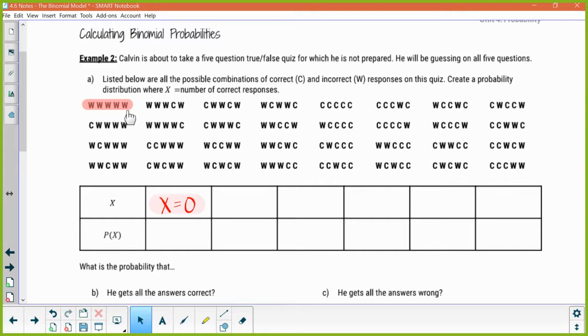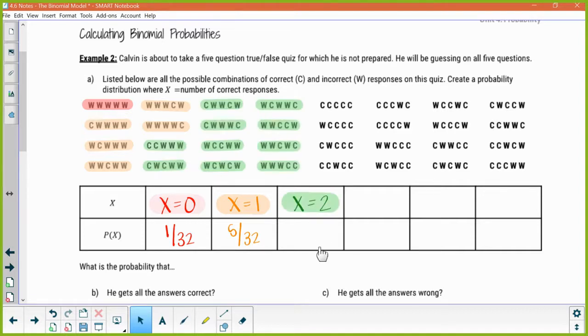So that is one outcome out of my 4 times 8, my 32. So I have 1 over 32 for x equals 0. Then we move on to the possibility that he could get 1 correct. So I'm looking for one single C, and those are 5 out of 32. And then we look for the possibility he could get 2 correct, gets a little bit bigger. That gives me 10 outcomes. And then for the possibility that he could get 3 correct, we have, again, 10.